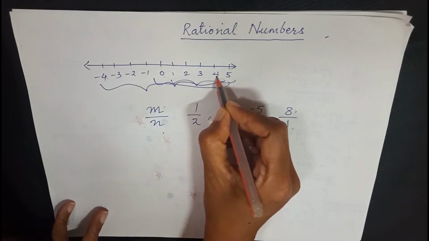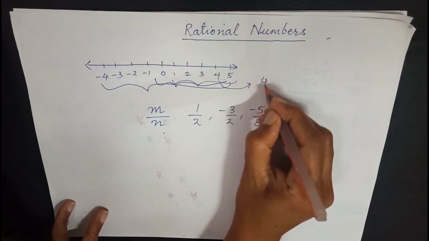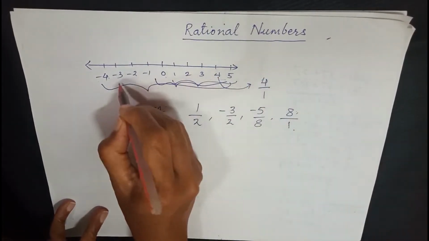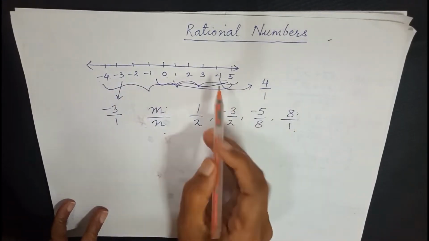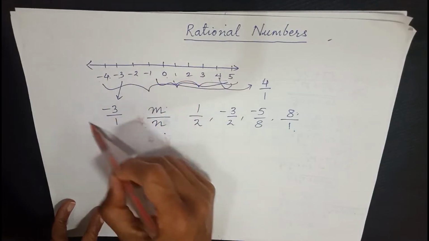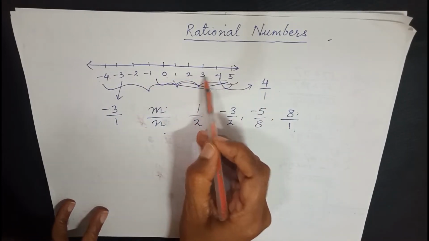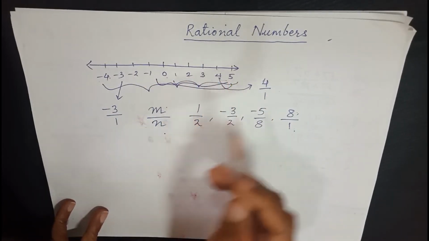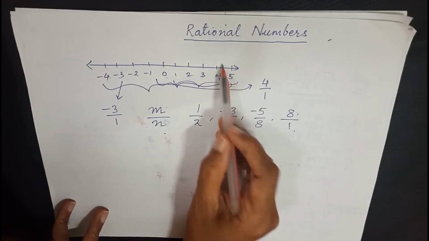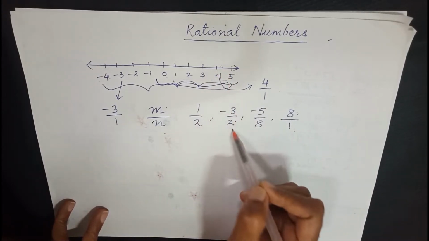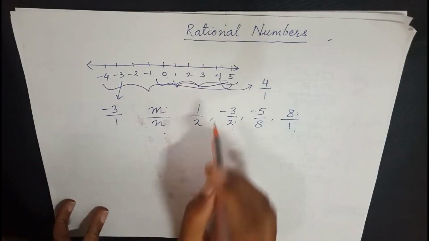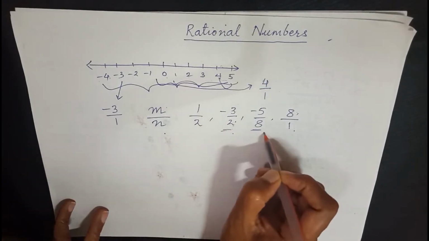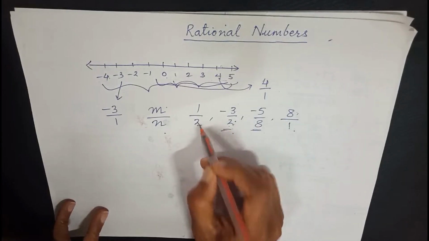For example, this 4 can be represented as 4 upon 1. This minus 3 can be represented as minus 3 upon 1. So these perfect numbers are also rational numbers, and between these two numbers we have infinite numbers of rational numbers which are present in the form m upon n. So today in the first part of the lesson we will be seeing how to represent these rational numbers on a number line. So let's begin.